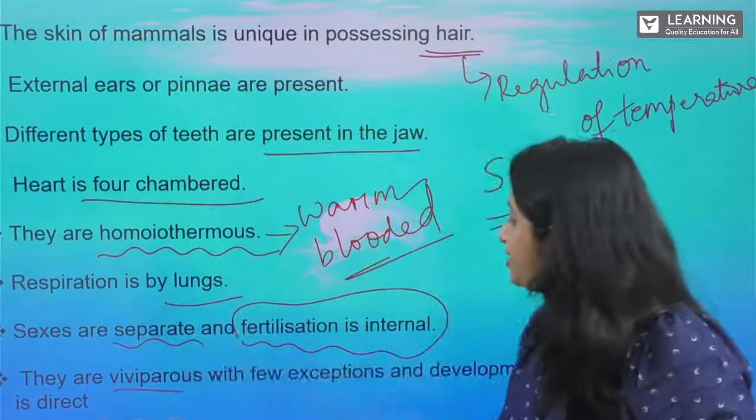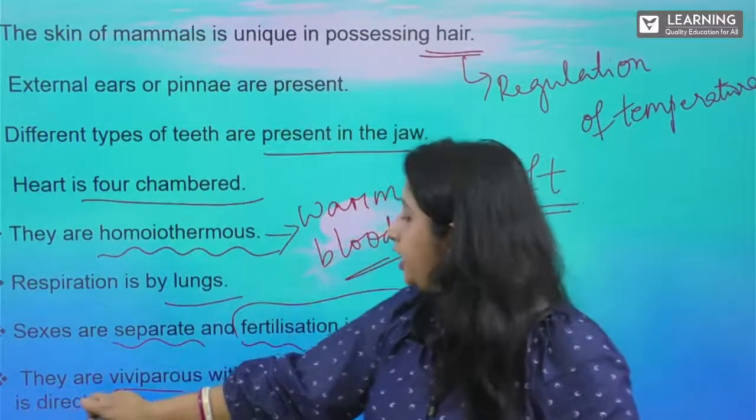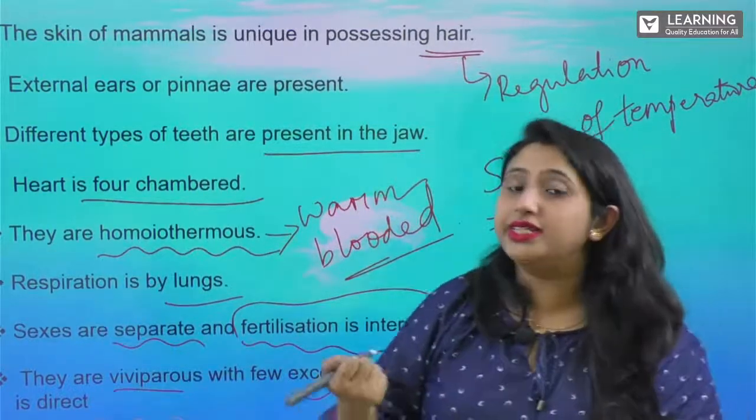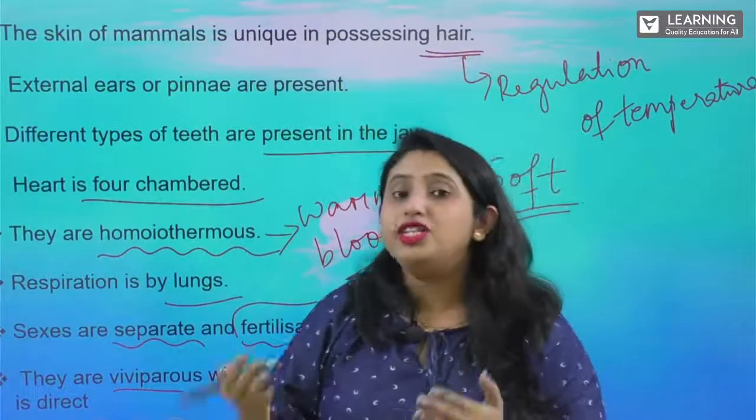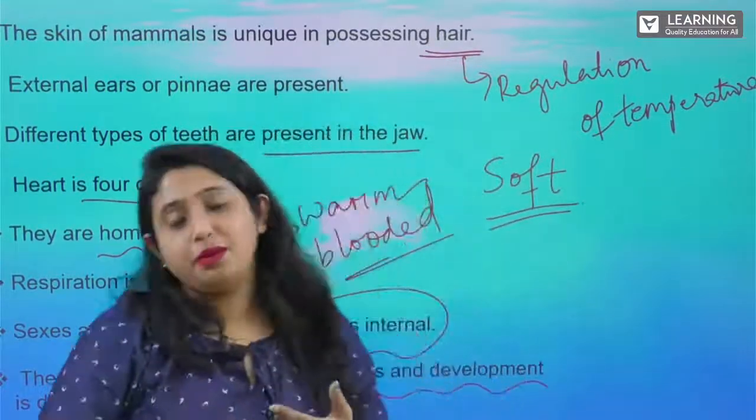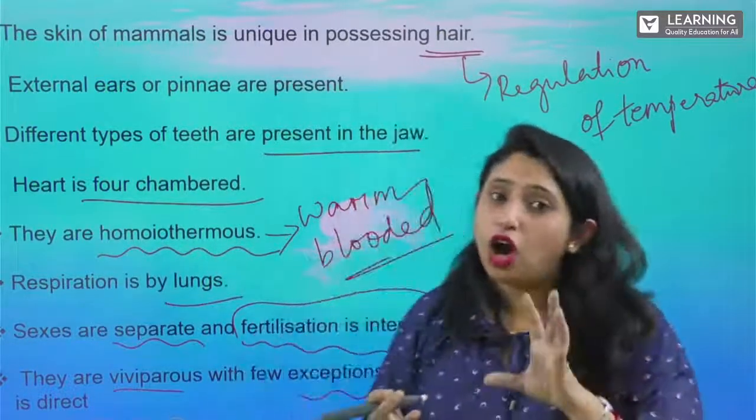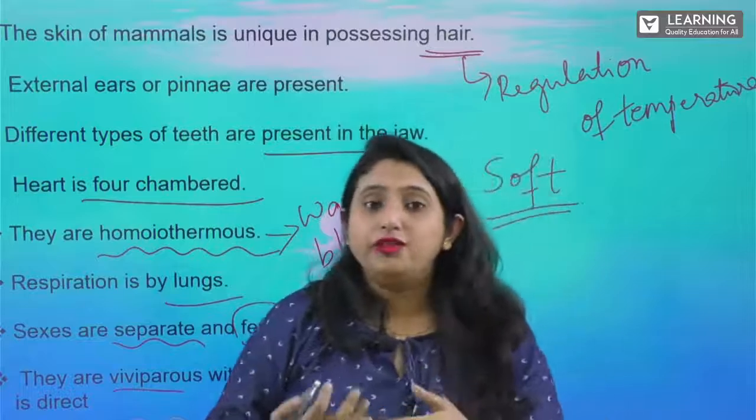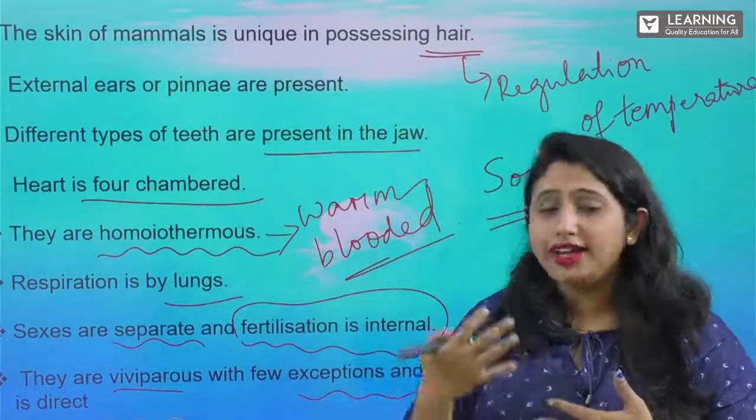So they are viviparous, with few exceptions, and development is direct. That is, the babies will be exactly similar to the parents. Human babies will have similar features to humans only, right? So you will see the dogs, puppies, that will be matching the parent. That is, development is direct, not indirect.